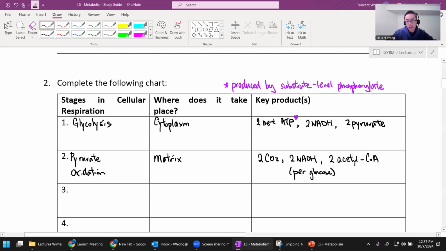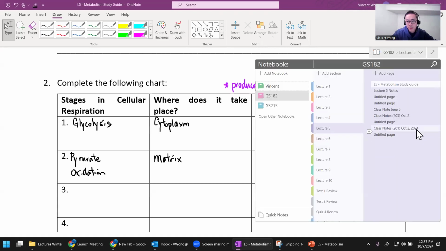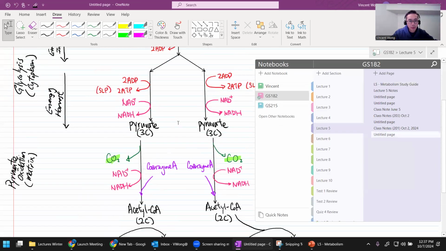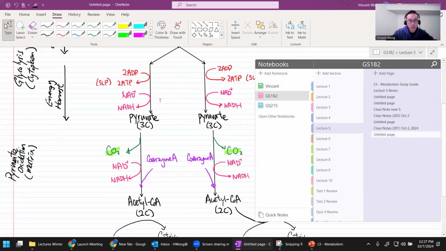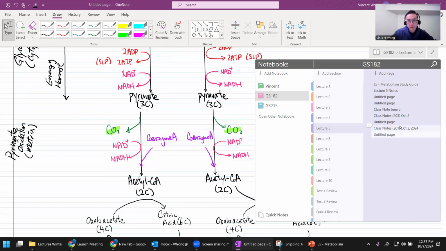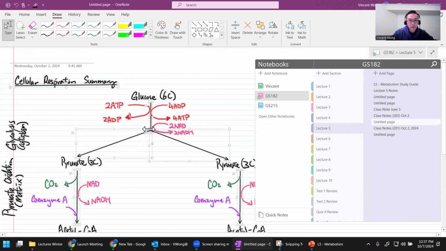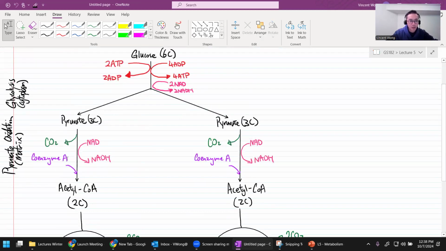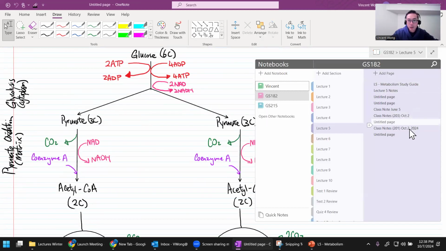Per glucose. We also did a summary chart last time, I think. It's probably like this one, right? Okay. Where we wrote down all the steps that are happening. Maybe I forgot which one was yours. Okay, but something like that. So it tells you what you're creating in each case.